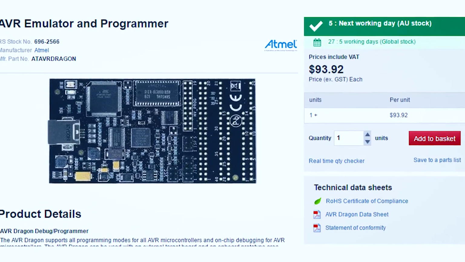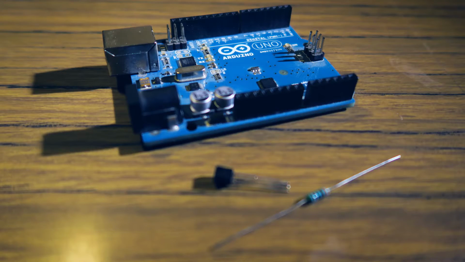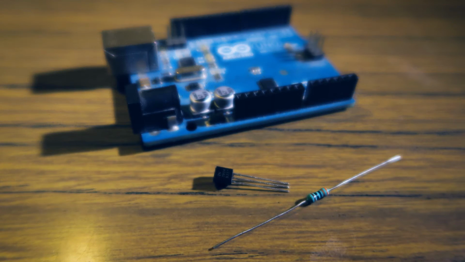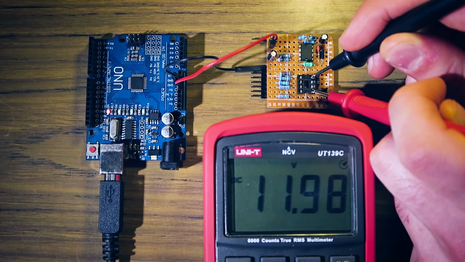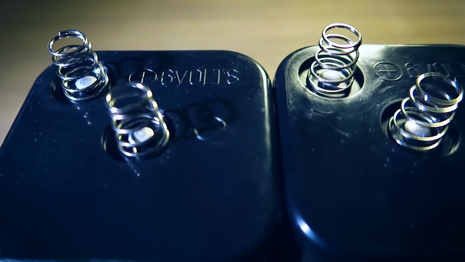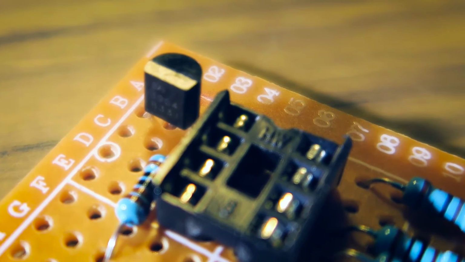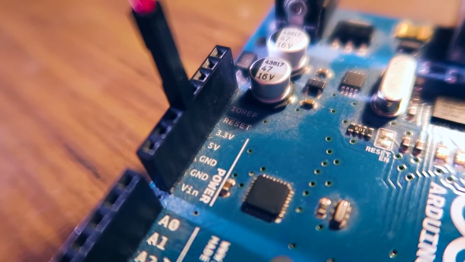A programmer capable of high-voltage serial programming can cost over $100, but with an Arduino and a few cents worth of parts, you can easily make your own. A high-voltage programmer uses between 11.5 and 12.5 volts on the reset pin to get the microcontroller to enter programming mode. Most Arduino high-voltage programmers use an external 12-volt source and switch it with a small transistor, but I decided to include a switching regulator to generate 12 volts from the 5-volt Arduino supply.